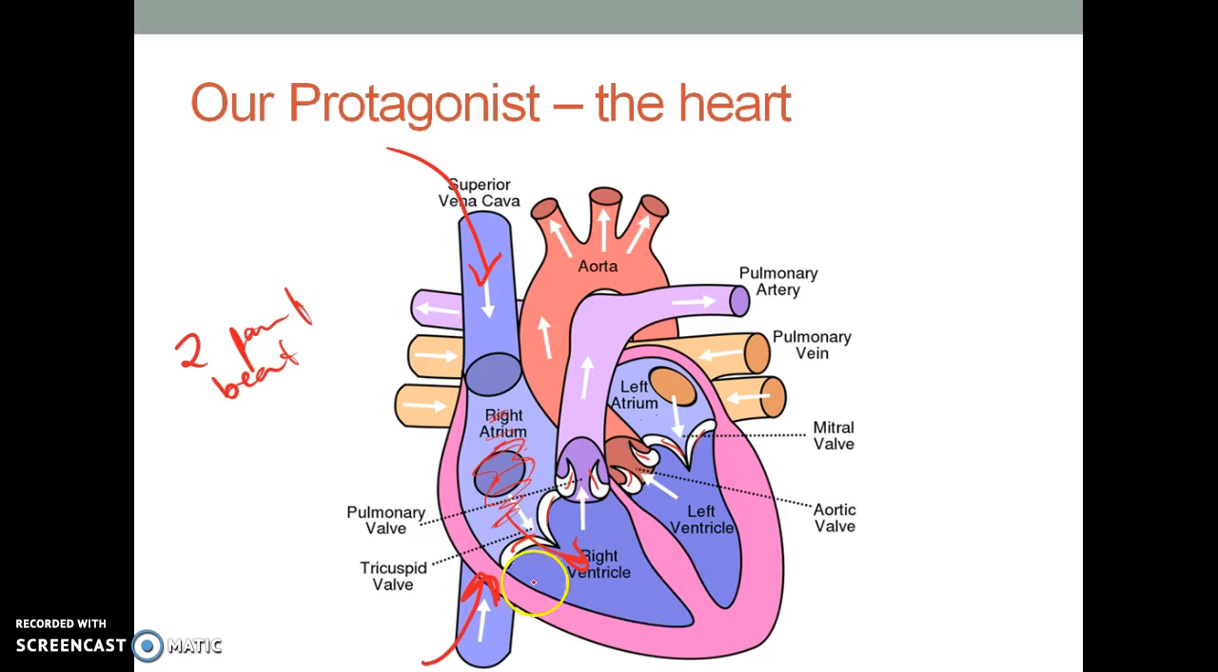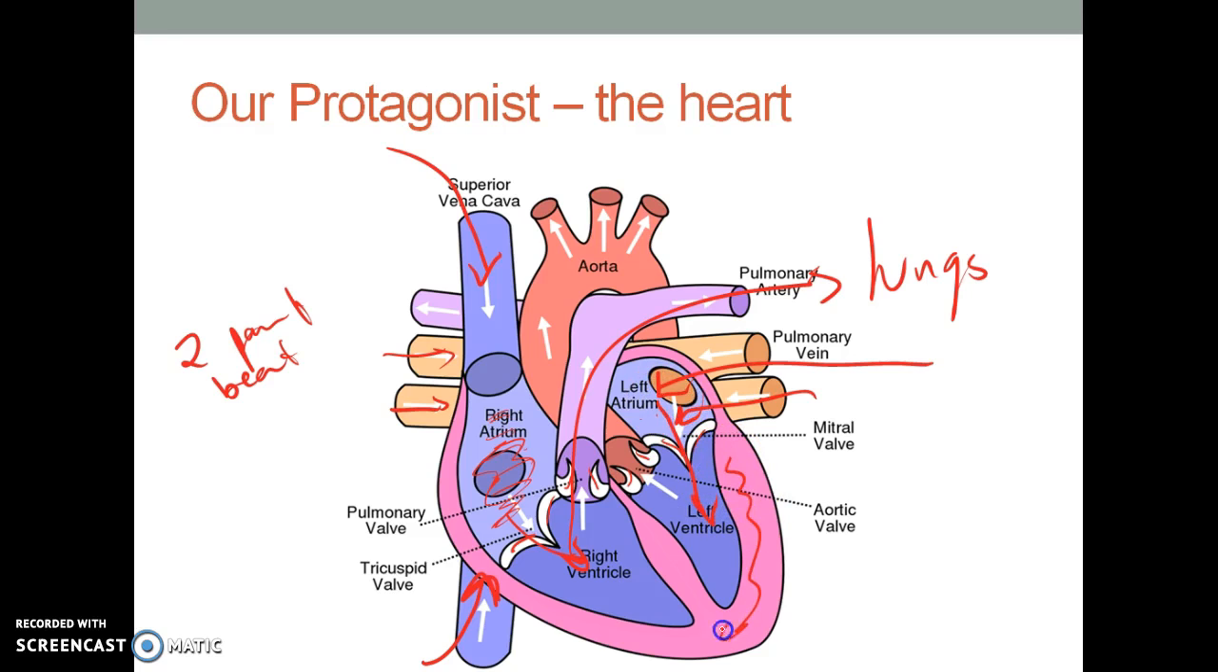From the right ventricle, the muscular walls are going to push it out the pulmonary artery into the lungs. In the lungs, it's going to do pulmonary gas exchange. It's going to drop off its carbon dioxide. It's going to pick up oxygen. Then the blood is going to come back in through the pulmonary veins. Those veins are going to come into the left atrium from both sides of the lungs, right? So it's going to come from each side of the lungs into the left atrium. Then the blood flows into the left ventricle.